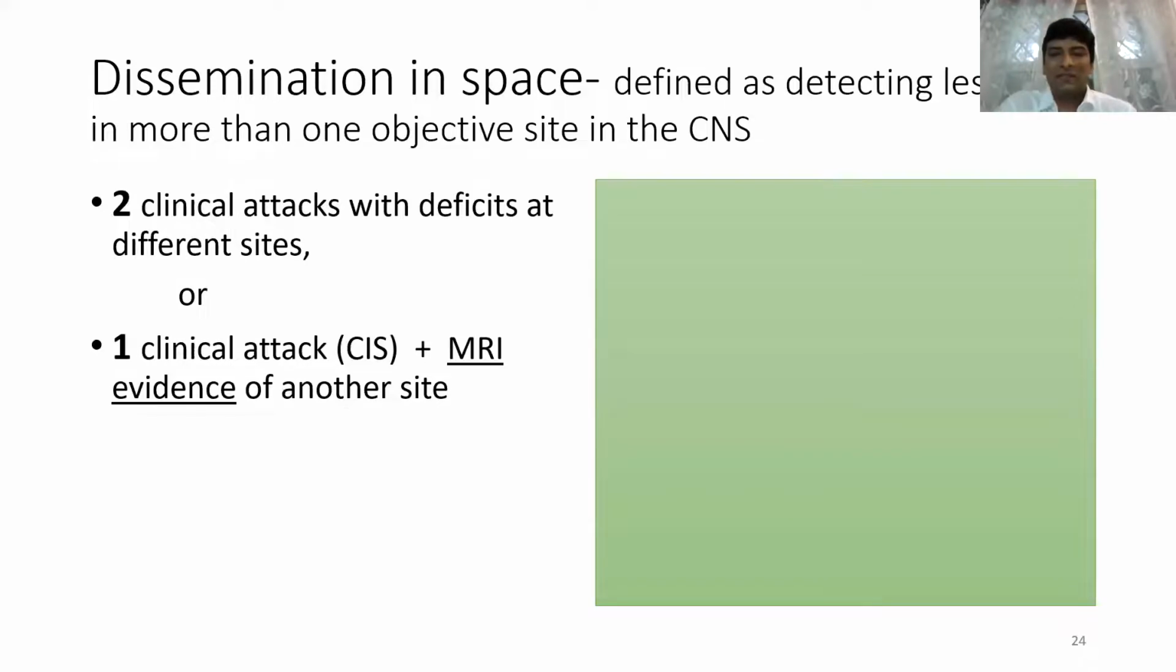So what exactly do we mean by dissemination in space? This is defined as detecting lesions in more than one objective site in the central nervous system. So that's very easy when a patient has had 2 attacks at 2 different sites. For example, an optic neuritis and maybe several months later, spinal cord syndrome. So that gives you your dissemination in space. But sometimes the patient has just come to you with 1 attack. So can you still prove dissemination in space? Yes, you can with the MRI.